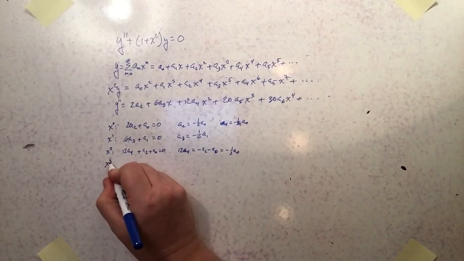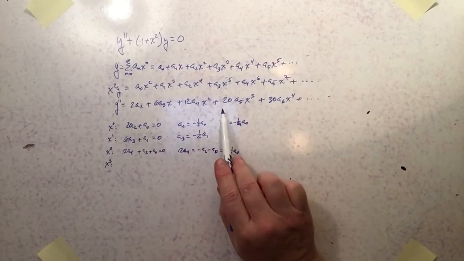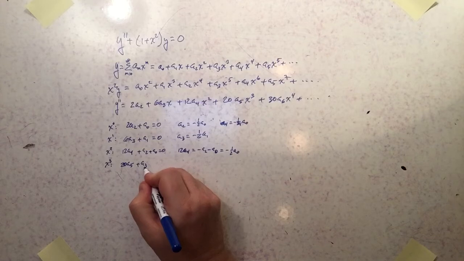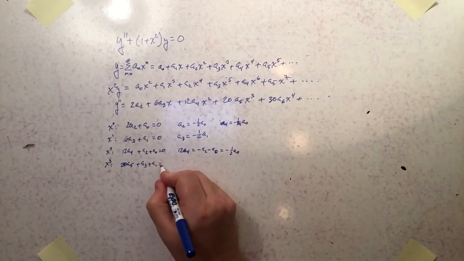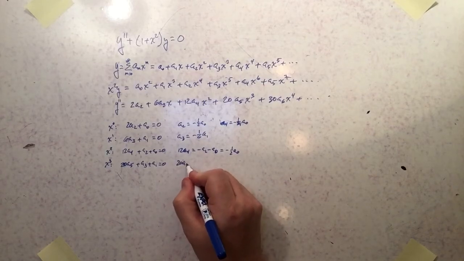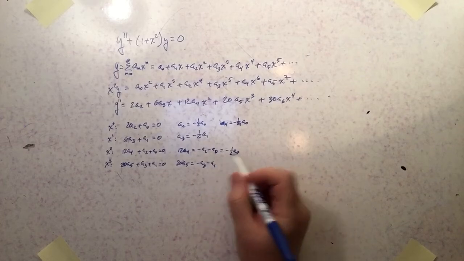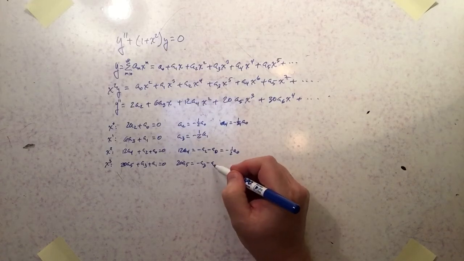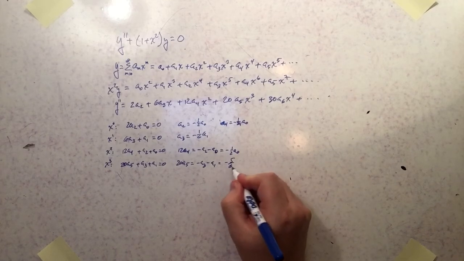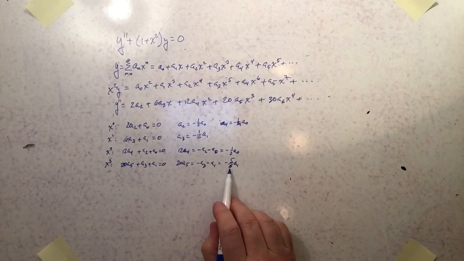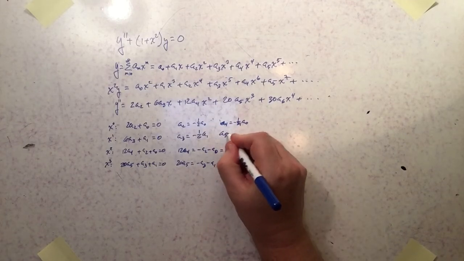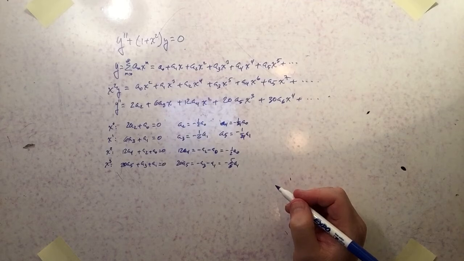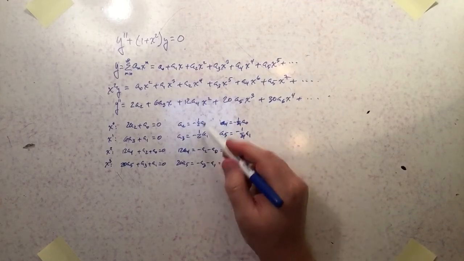And one more line, x cubed. The x cubed produces 20a5 plus a3 plus a1. And once again, 20a5 is equal to negative a3 minus a1. a3 right here is given in terms of a1, it's negative 1/6. So that makes this plus 1/6 a1 minus a1. That's going to be negative 5/6 a1. Negative 5/6 a1. And that means that a5 is actually equal to negative 1/24 of a1. Okay, we have the first 5 coefficients.